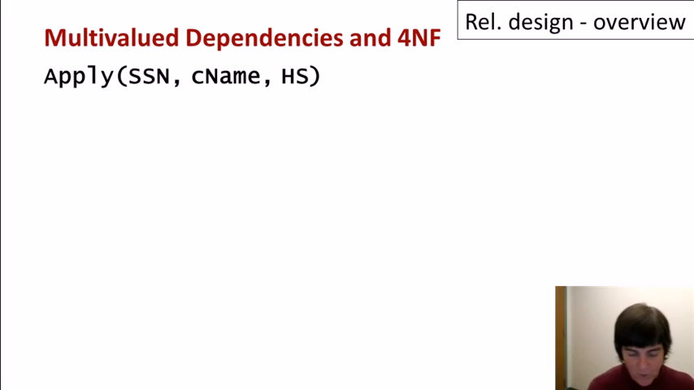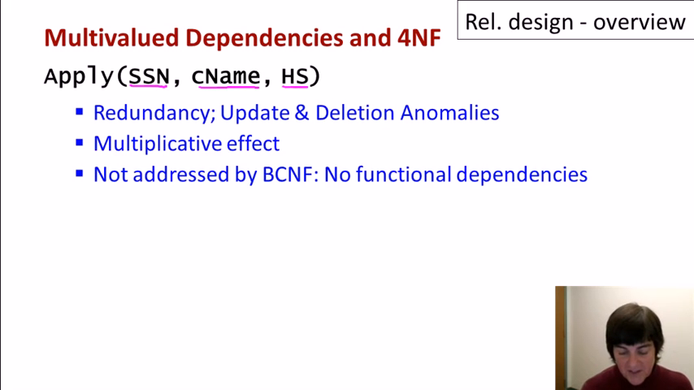Now let's look at a different portion of the information about applying, and let's suppose for now that we're just concerned about students, what colleges they're applying to, and what high schools they went to. We still have redundancy and update and deletion anomalies. For example, a student who applies to Stanford is going to have that fact captured once for every high school that they went to. A student who went to Palo Alto High School will have that fact captured once for every college they apply to.